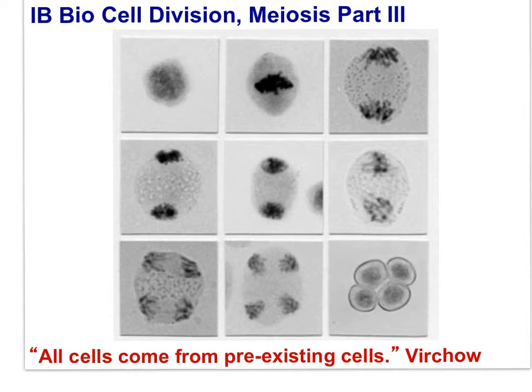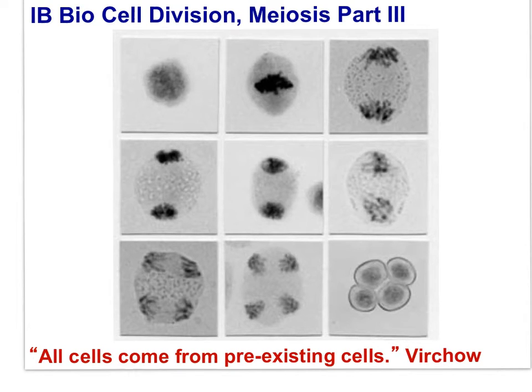IB Bio Cell Division Meiosis Part III is a short movie that wraps up some lingering concepts. The first concept is that different species have different numbers of chromosomes. The second concept examines the meiotic error known as non-disjunction. Non-disjunction results in chromosome abnormalities, and we will analyze karyograms to assess the presence of chromosome abnormalities.